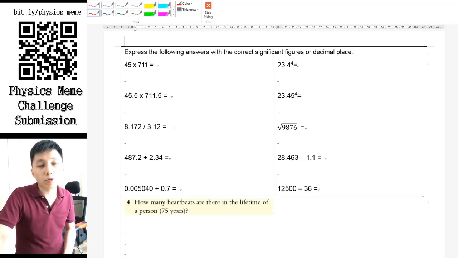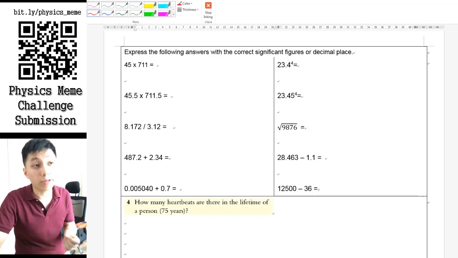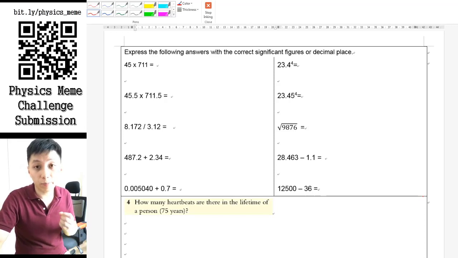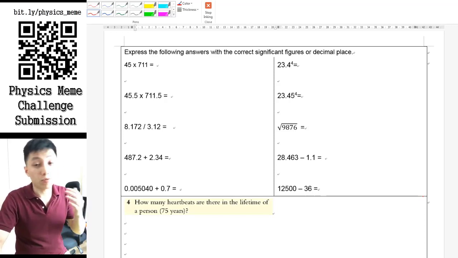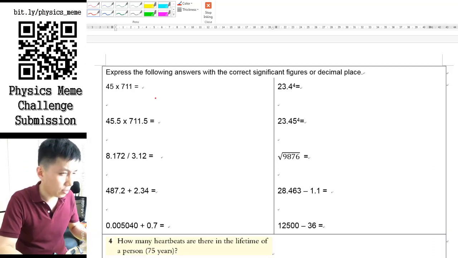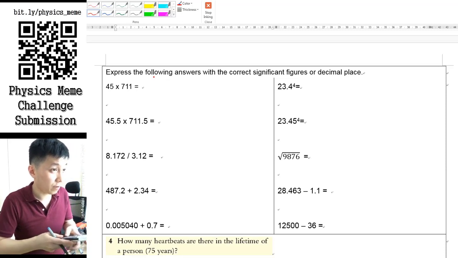Hi, in this video we will talk about how to take the correct significance figure or decimal place, that is to say round up or round down to which digit in our mathematical calculations. Okay, so let's look at the first one, which is 45 times 711.